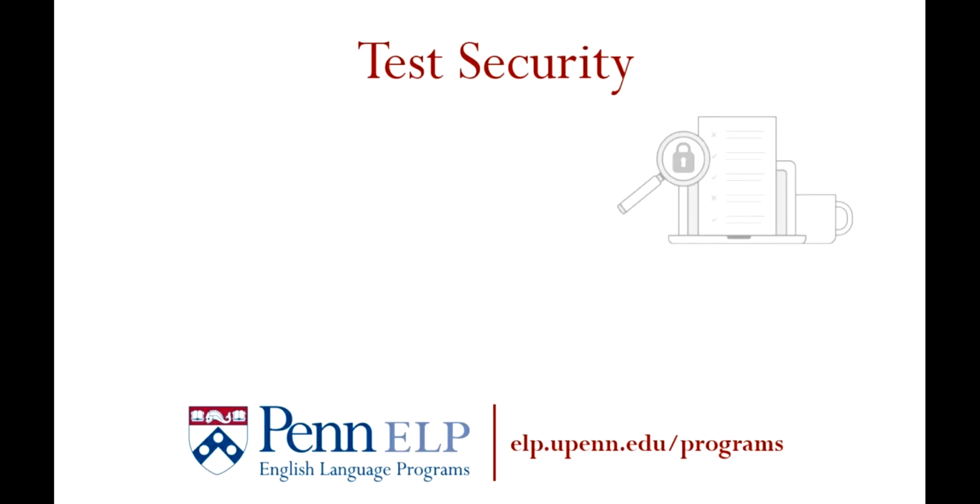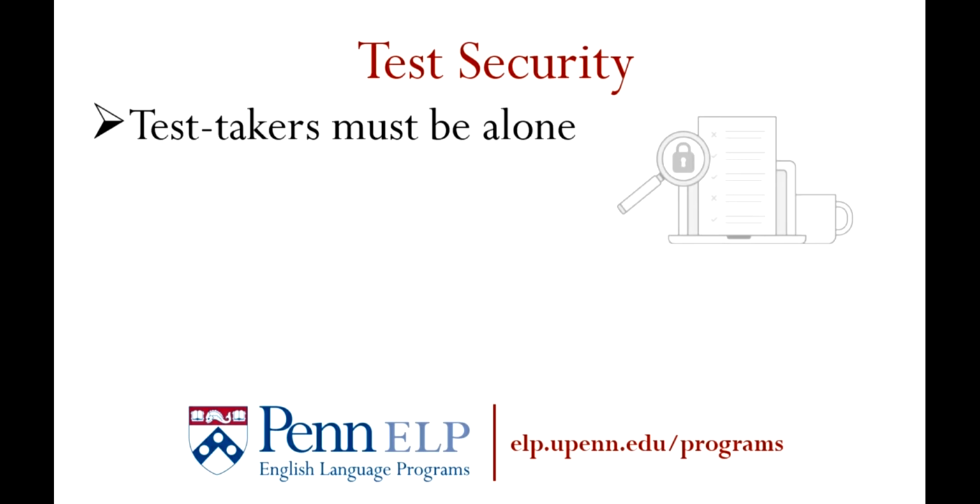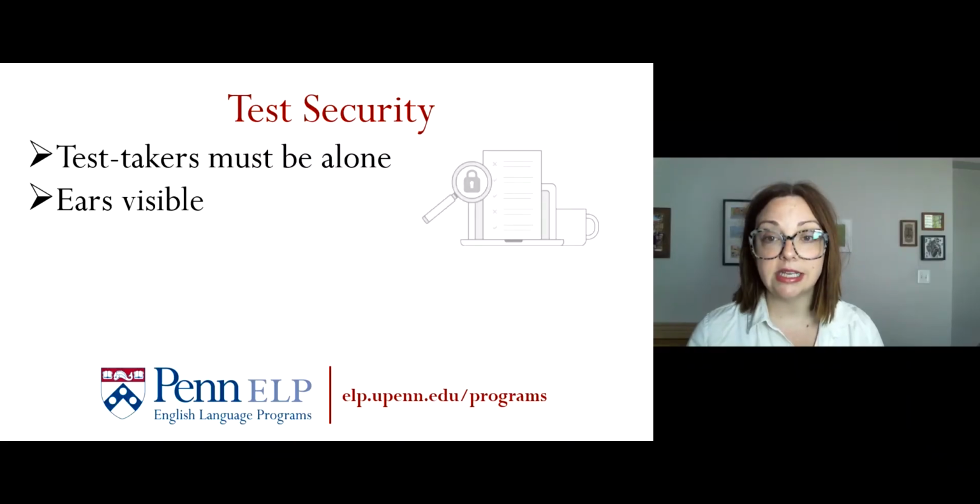Here are a few rules to know when taking the DET. You, as the test taker, must be alone. There cannot be another person in the room. The camera must be able to see your face clearly for identification purposes. Additionally, you as the test taker need to have your ears visible and uncovered. This is because the DET needs to ensure that the only sound you hear is the test itself.